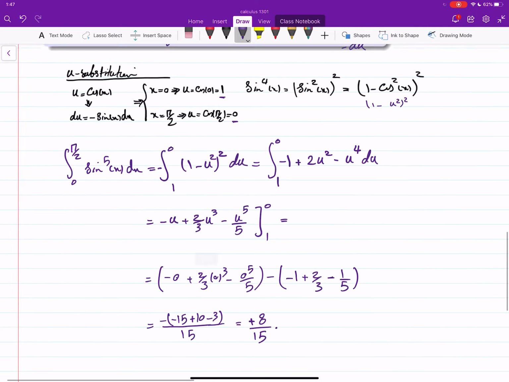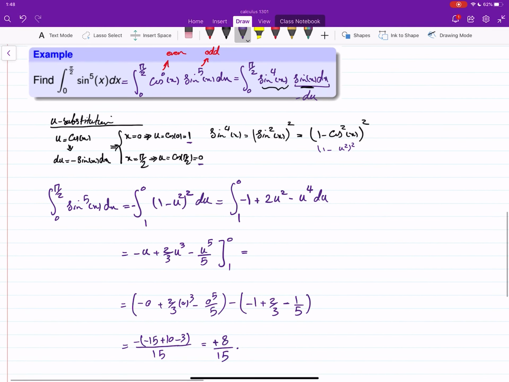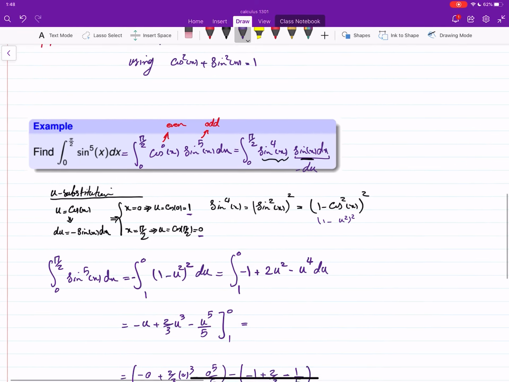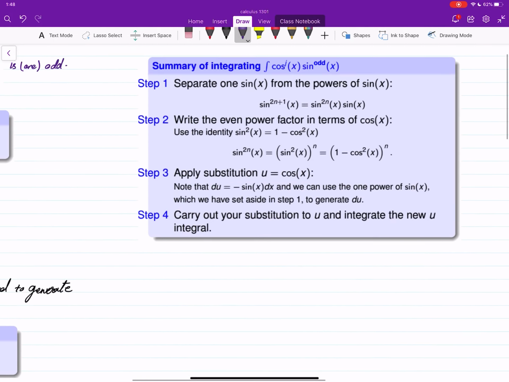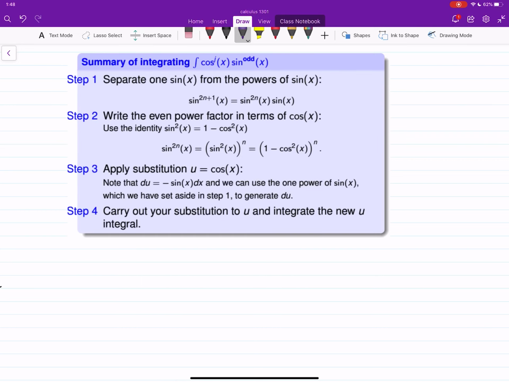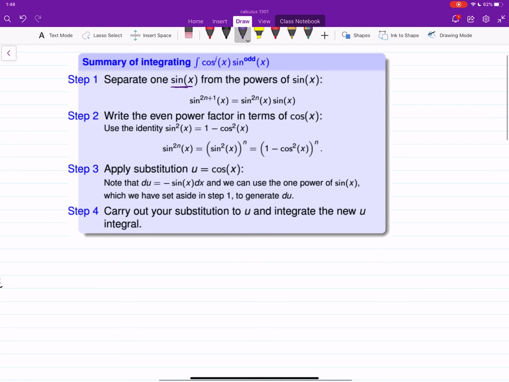So we found the integral of sine to the power 5x using the trick that we learned. Just before I finish, I will give you a summary of what we did here. So when you're integrating cosine to any power and sine to an odd power, there are a few steps that you have to do. The key point is that we are going to use u substitution. First, you separate one power of sine that is there. That one power we will use to generate du later. The even powers of sine, we can write in terms of cosine.